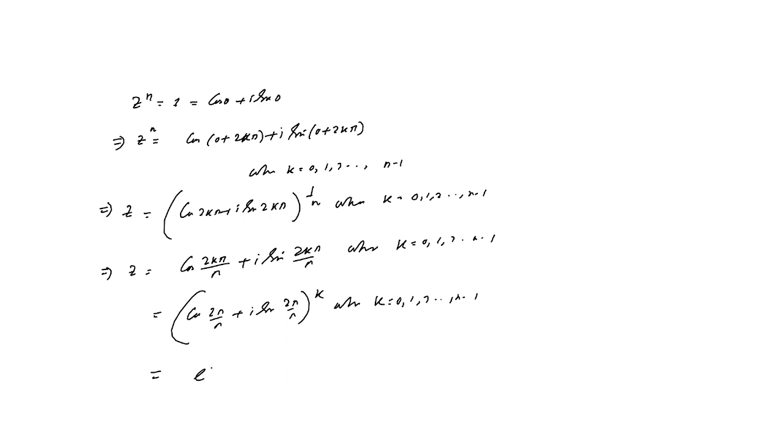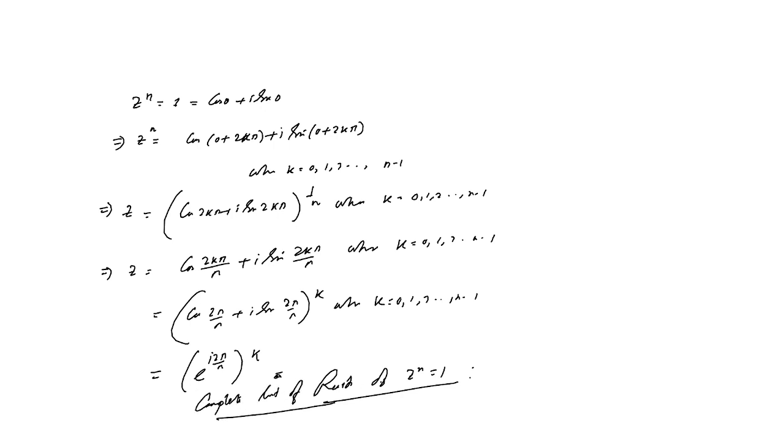If we apply Euler's formula, it will be (e to the power i 2 pi by n) to the power k. If we take this as alpha, then the roots of z to the power n equals 1, the complete list of roots of z to the power n minus 1, are obtained by considering e to the power 2 pi i by n. This is alpha, so the roots are 1, alpha, alpha square, up to alpha to the power n minus 1.